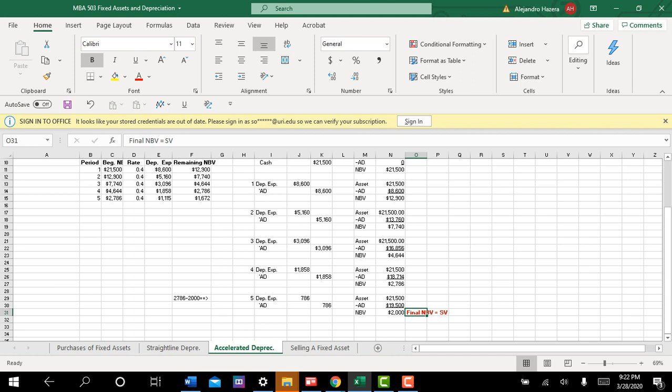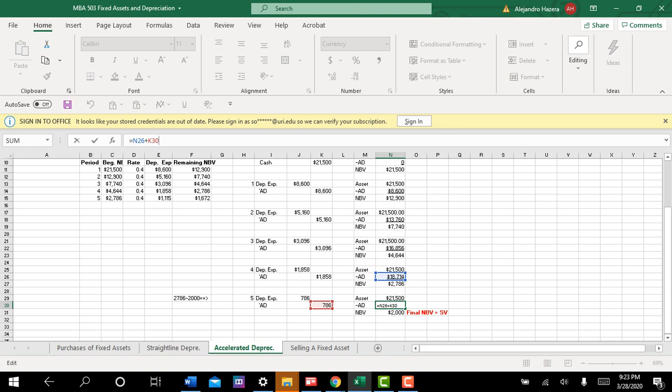But make sure to abide by this rule. Whether you're using straight line or accelerated depreciation, your final net book value always should be equal to your salvage value. Okay, and just to repeat, your final year's accumulated depreciation is your beginning accumulated depreciation plus your new depreciation expense, and your net book value is just the difference between 21.5 and 19.5, which is the same numbers we ended up with in straight line.